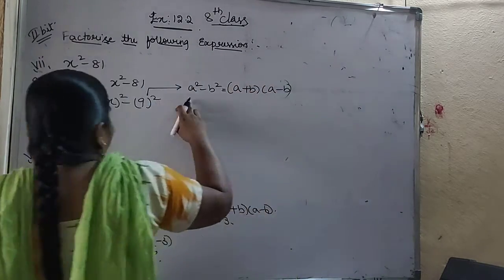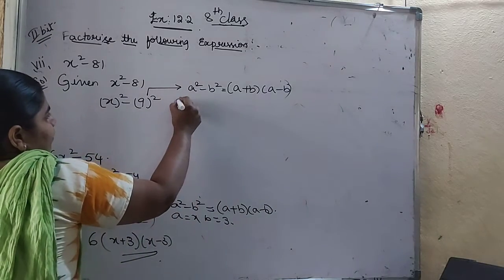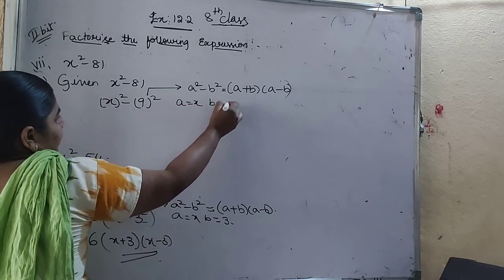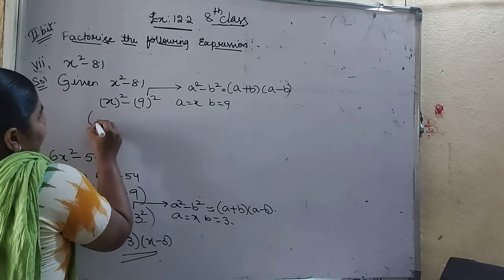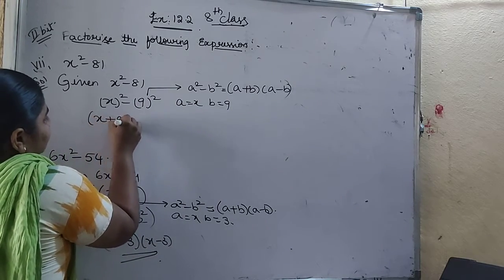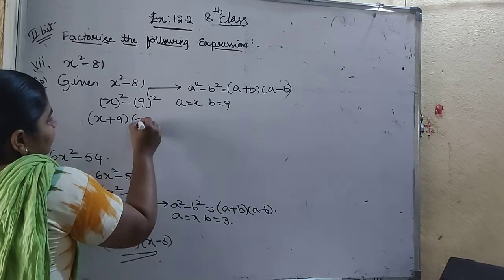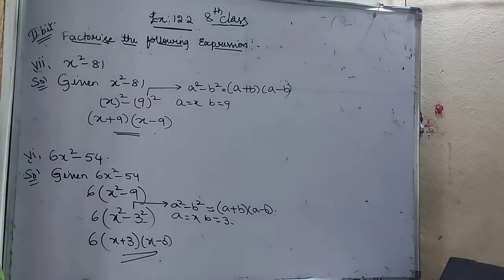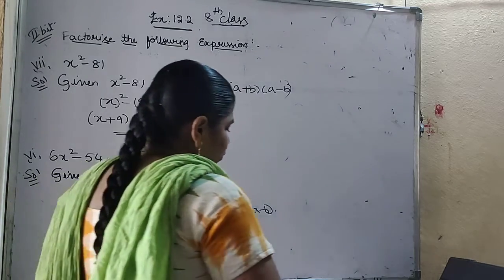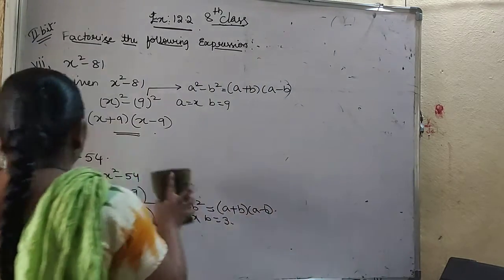So what is the a value? If you compare this and this, the a value will be x and the b value will be 9. Now we can write in this form: a plus b is nothing but x plus 9, and a minus b is nothing but x minus 9. So this is the answer. These are the two factors for the given expression. So this is our seventh one.